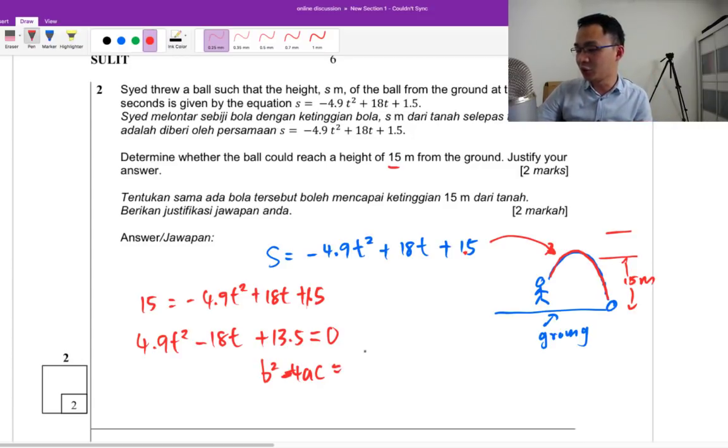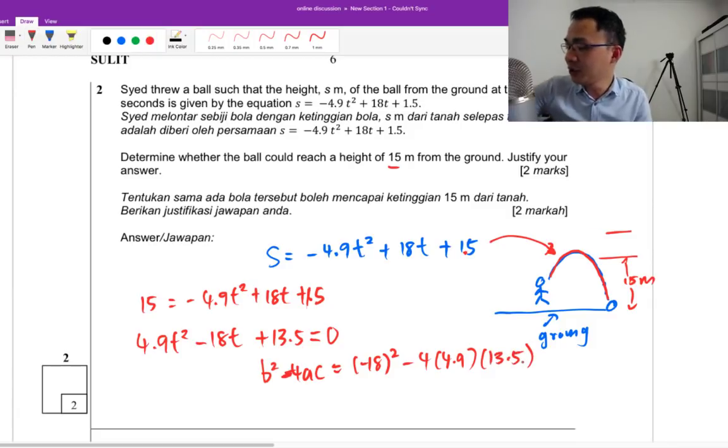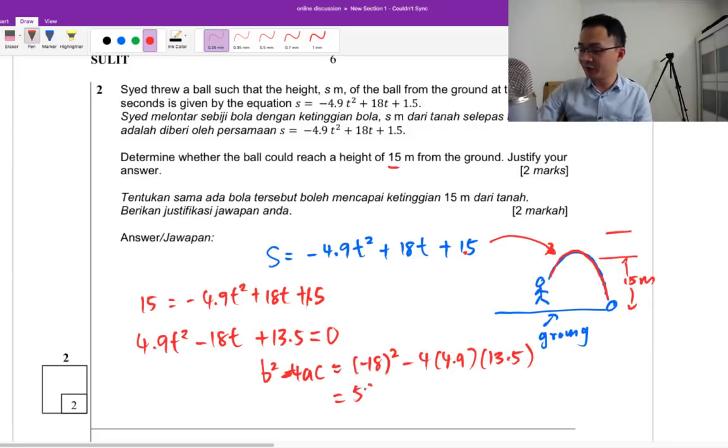So I will do b is negative 18 squared minus 4ac. a is 4.9, c is 13.5. Right, then I will use the calculator to solve this one. So 18 squared minus 4 multiply 4.9 multiply 13.5. So I actually will get 59.4, which is bigger than 0. So if b squared minus 4ac is bigger than 0, I know I actually will have 2 times.